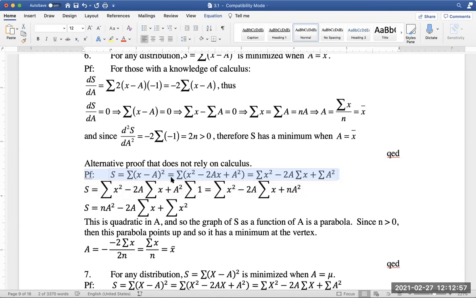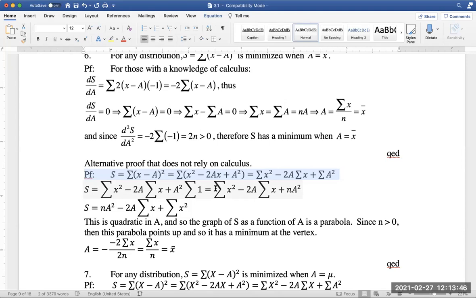And so by the properties of summation from above, this is the same as the sum of X squared minus the sum of 2AX plus the sum of A squared. I can bring the constant minus 2A out in front of the summation, so minus 2A sum of X. I can also bring A squared, which is constant, out in front, so A squared sum of one. The sum of one by the properties of summation is n. Let me write this in descending order of A. So this is nA squared minus 2A sum X plus the sum of X squared.